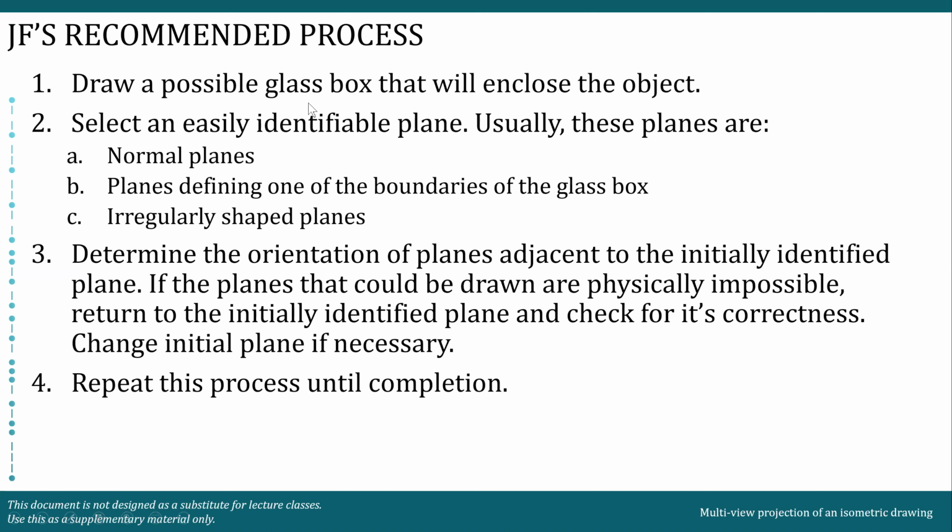First is draw a possible glass box that will enclose the object. Second, select an easily identifiable plane. Usually, these planes are either normal planes, planes defining one of the boundaries of the glass box, irregularly shaped planes.